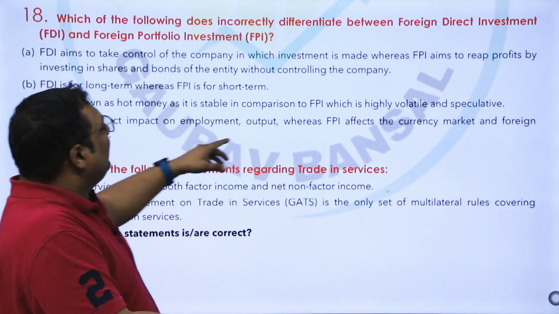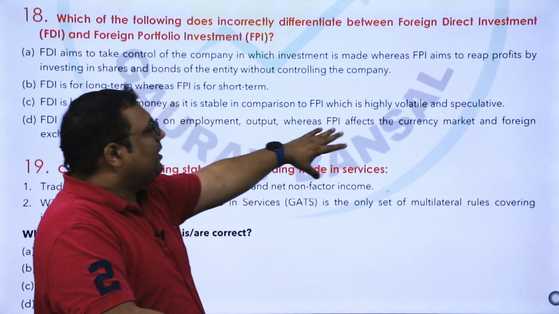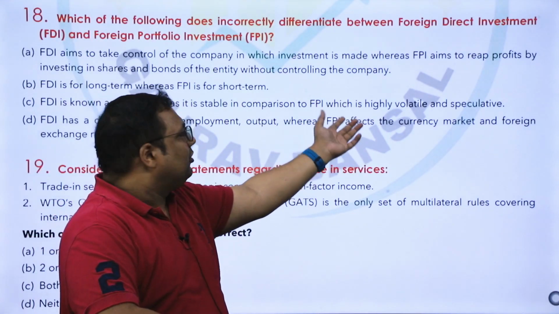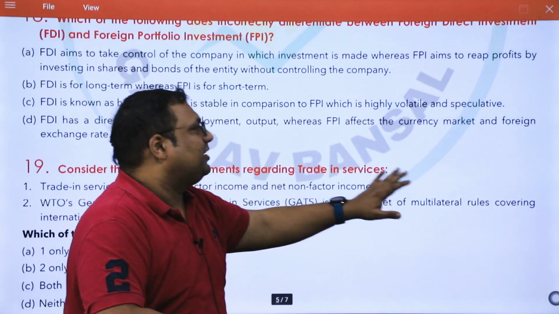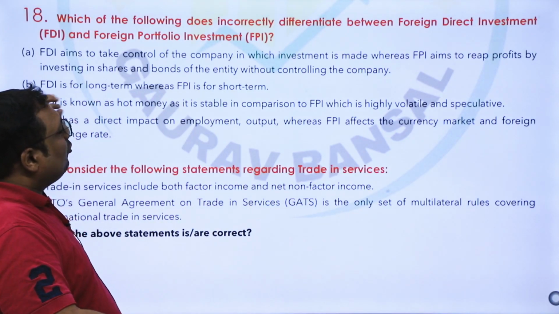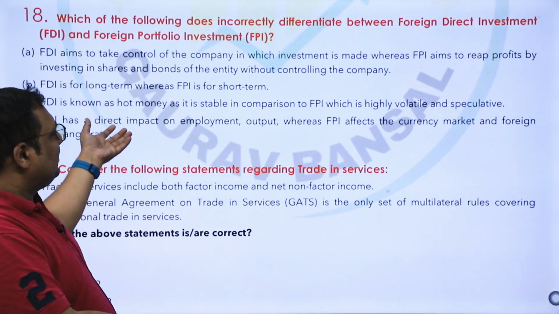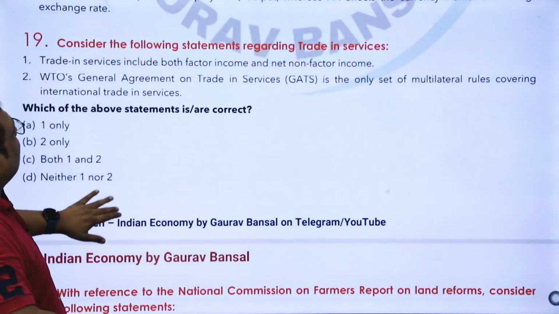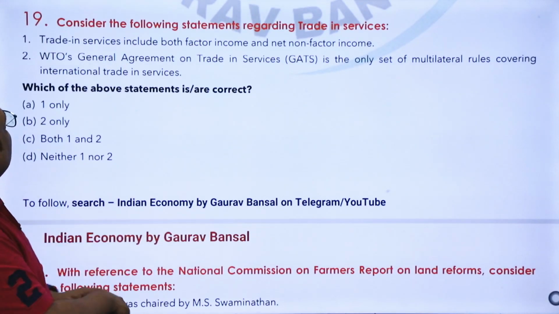Okay, it doesn't say FPI has more direct impact or something. FPI only effect should have been better. Okay, it should have been, whereas FPI only affects the currency market and foreign exchange rate. So that is what should have made it perfect, but nonetheless it is not wrong. C is wrong. 19. Consider the following statement regarding trade in services.